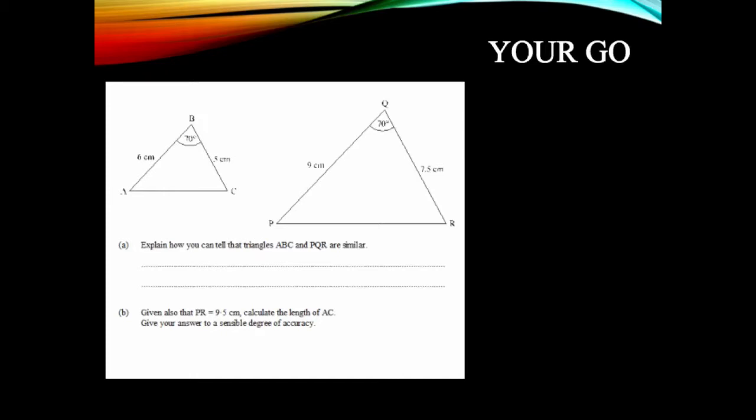And part B says, given that PR is 9.5, calculate the length of AC. So this is doing something very similar to what we've just done. Pause the video, have a go.